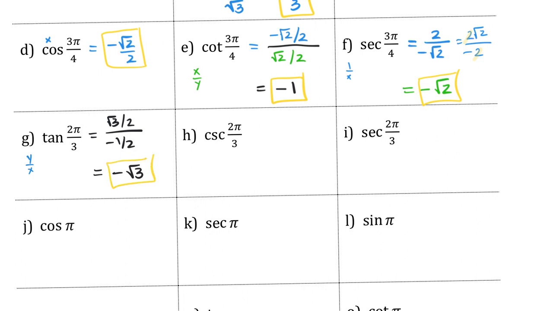Okay, cosecant. Cosecant's the reciprocal of sine. Sine is the y, so I want to do the y and flip it. Let's look at the y and then flip it. Can I leave it like that? No, I'm going to rationalize it. So I get 2 root 3 over 3. Now secant. Secant is the reciprocal of cosine, so I want to do the x-coordinate and flip it. Let's look at the x-coordinate. If I flip negative 1/2, I get negative 2 over 1, which is negative 2.